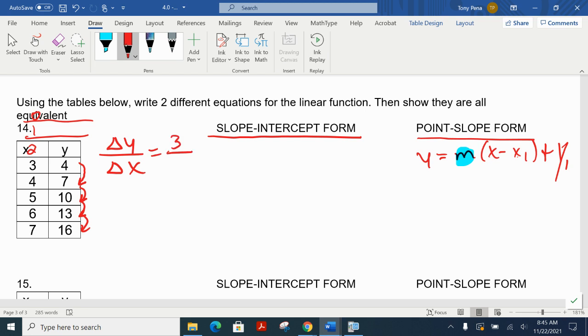Then go to the opposite side. Notice what your x's are doing. My x is increased by 1, increased by 1, increased by 1. So we're adding a 1 every time here. So my change in x is a 1. So our slope is 3, just 3 over 1.